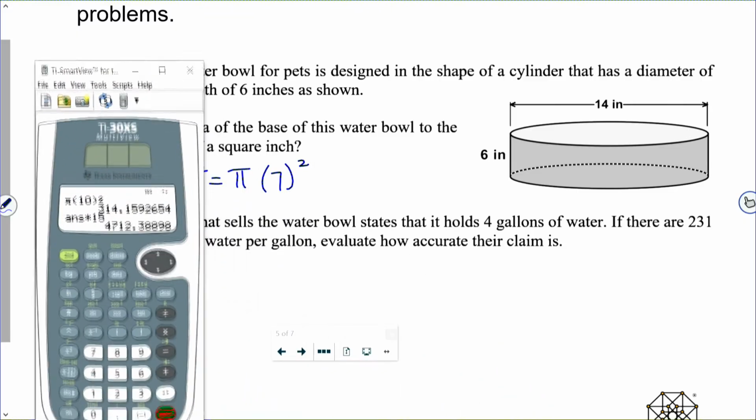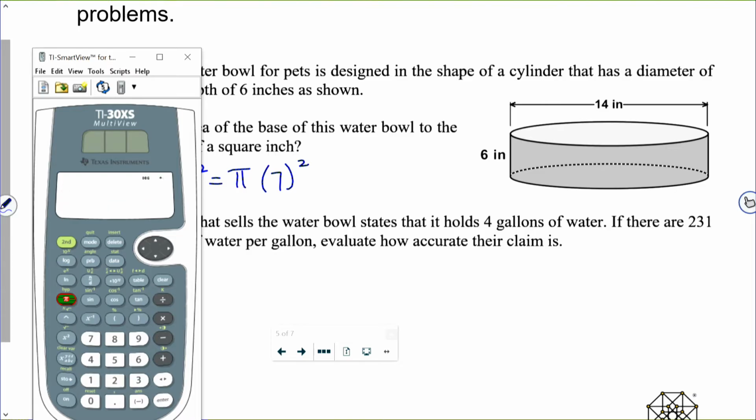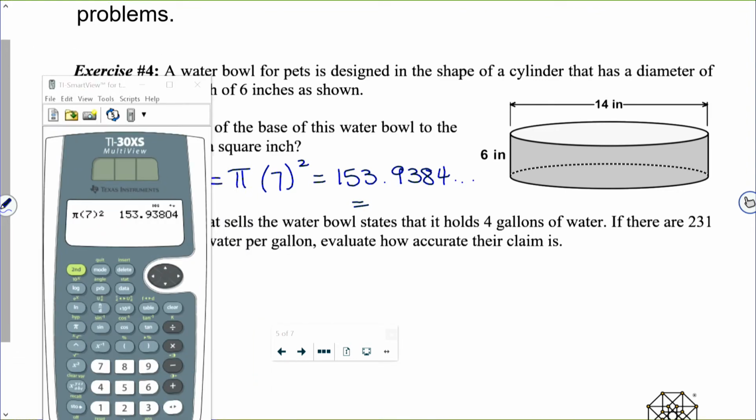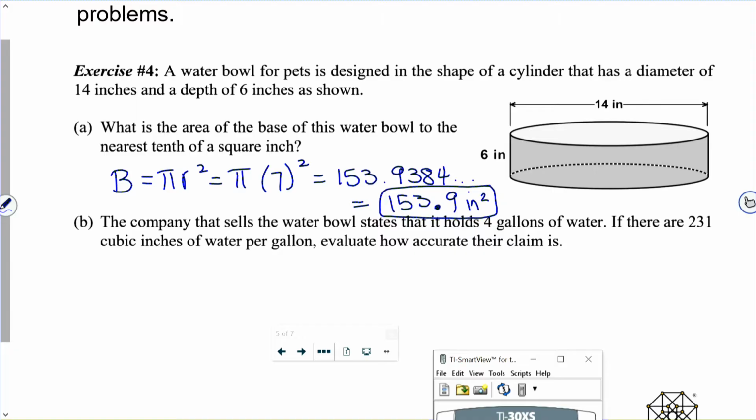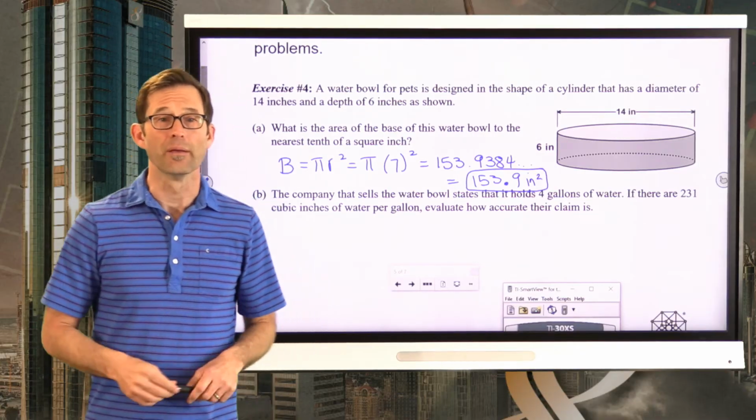See if I can have a little bit of an easier time on this one. Let's clear that out. Pi times 7 squared. And that's going to give me 153.9384, etc. And this is to the nearest tenth of a square inch, so we're going to say 153.9 square inches. Ooh, there we go. Barely snuck it in. All right, let's take a look at letter B.